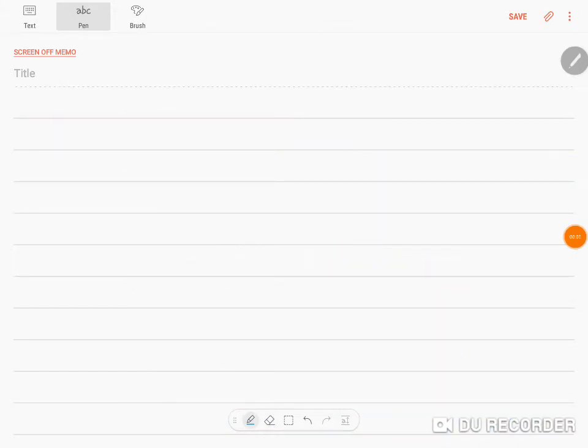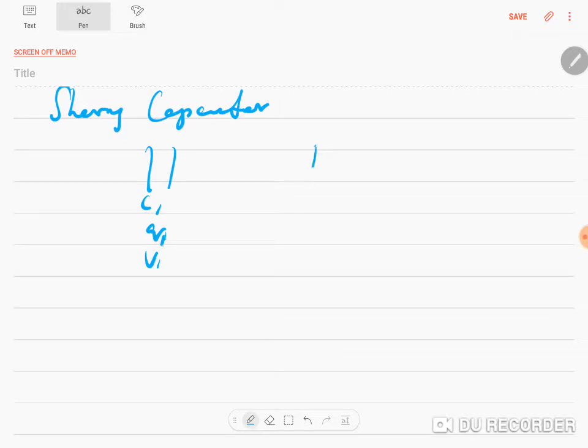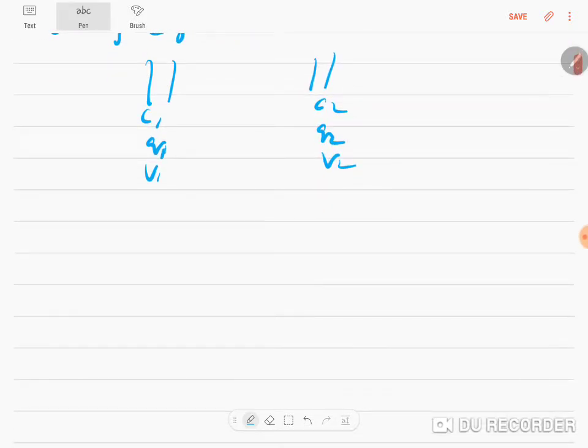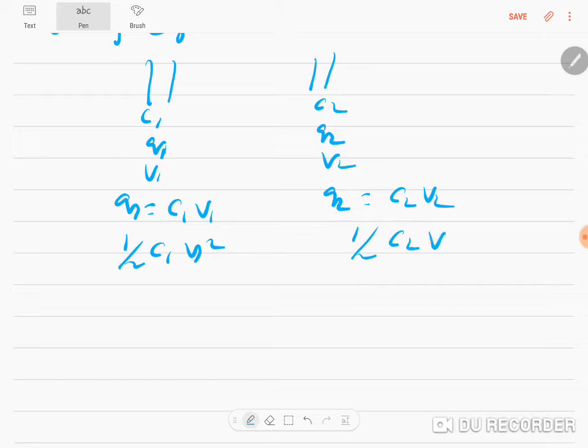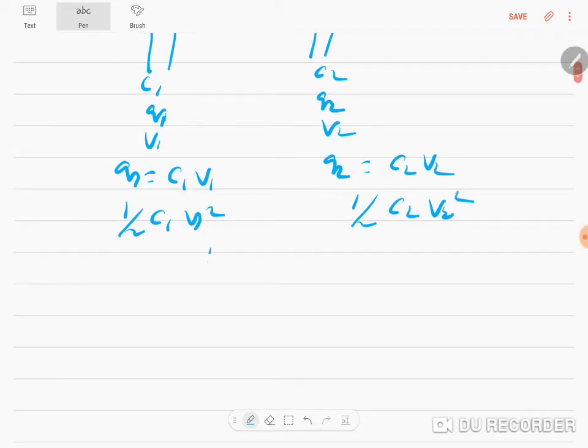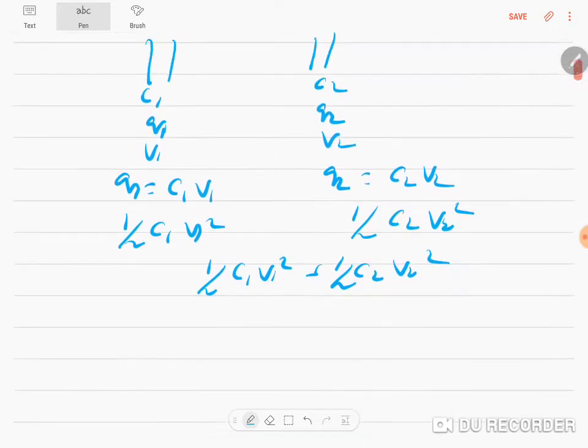Next is sharing of capacitors. We are going to share two capacitors. Let us take capacitor C1, voltage V1, charge Q1, and capacitor C2, voltage V2, charge Q2. The charge initially: Q1 is C1 V1 and Q2 is equal to C2 V2. Energy in the first is half C1 V1 square, energy in the second is half C2 V2 square. Initial energy thus is half C1 V1 square plus half C2 V2 square, the total energy.